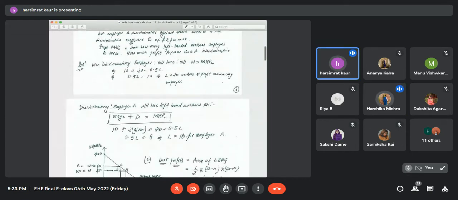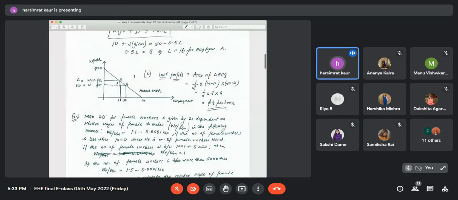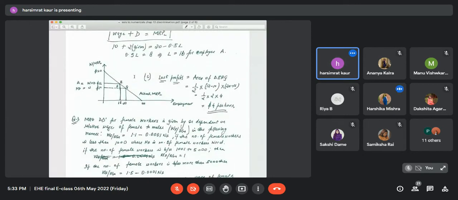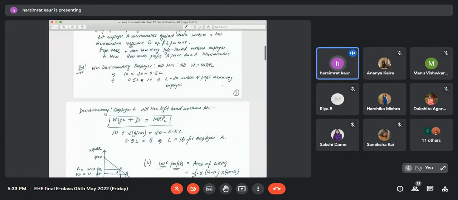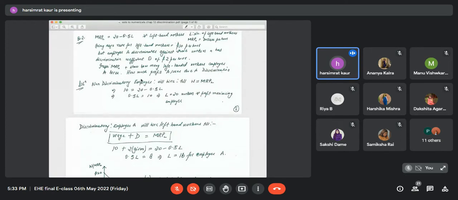Before and after discrimination value, which one, Harshita? Ma'am, the wage, when he is hiring for less labor... Do we need to graph this curve? No, we don't need to. We just need the information which has been provided. So what are we doing, Harshika?